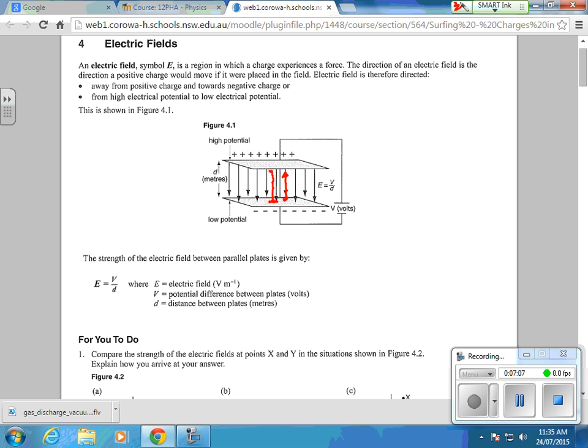What's our definition for work? W equals FD. So I will have to apply a force to that charge to push it back against that field, and it will gain some potential. Okay? All right. So that's pretty easy. We all understand that. That's nothing new.